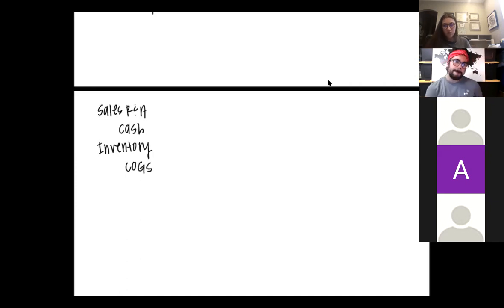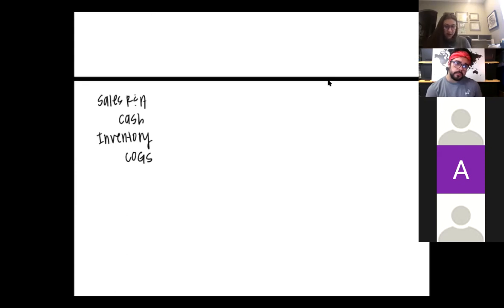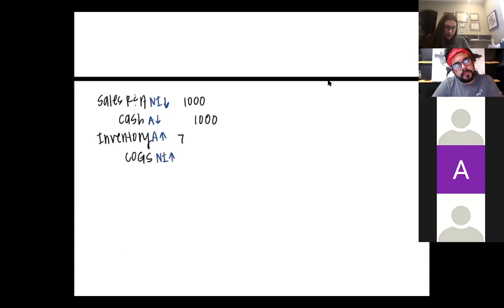Right? So then in terms of the accounts, sales returns and allowances is a contra revenue account. So this decreases net income, if sales revenue increases net income. A credit to cash decreases your assets. A debit to inventory increases your assets. And COGS is an expense account, so a credit to it increases your net income. And we're going to use numbers in this case. So I'm going to say 1,000 because what it costs to make is not what we sell it for. So I'm going to use that.